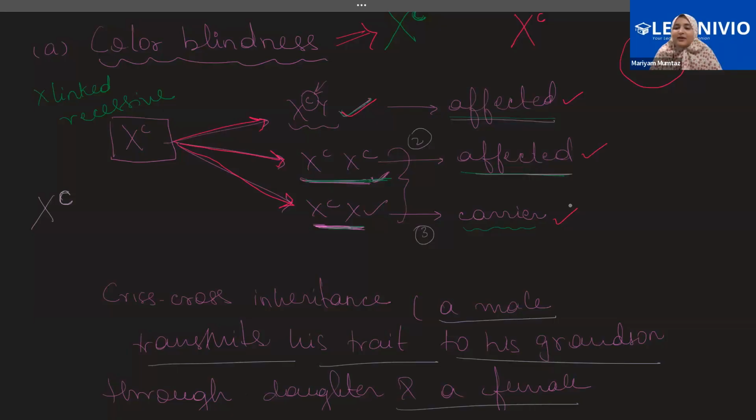So answer me in biology. Because it doesn't have C carrier, C, XC. Okay, it doesn't have XC. So what does that mean? That there is no linked recessive. Think and answer again.